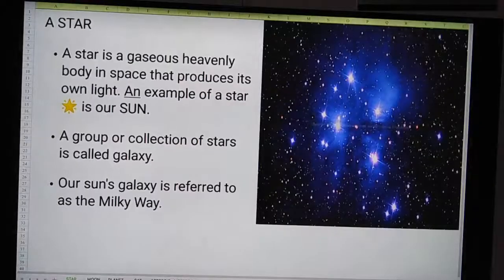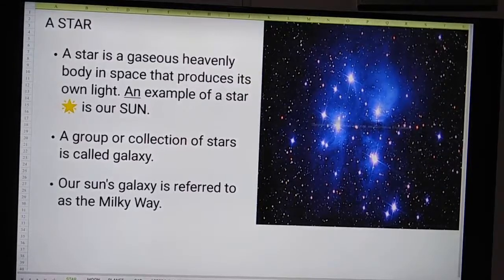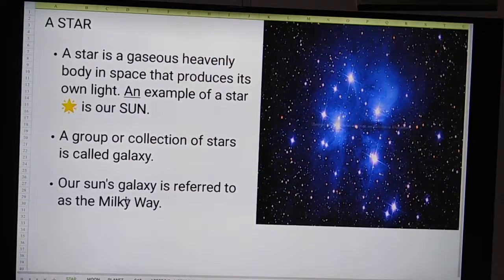And as usual, I have outlined or listed a number of heavenly bodies, the major ones. So we are going to look at the star, the moon, planet, satellites, asteroid, meteoroid, comet, and dwarf planet as well. Okay, so we begin with star.